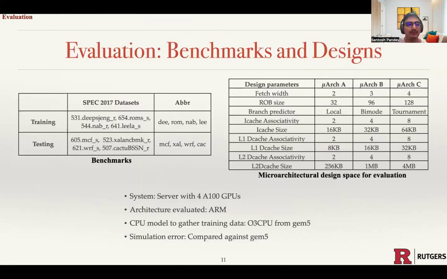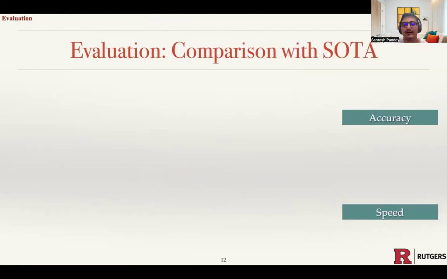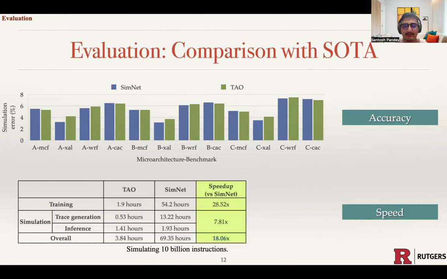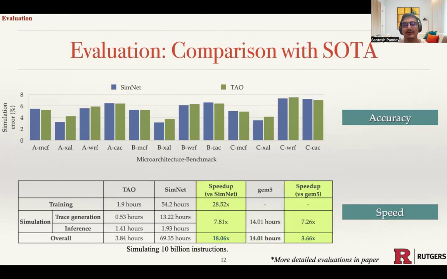Now for evaluation, we have various benchmarks from SPEC, and we randomly sample some of the design space for experiments. While comparing with the state-of-the-art simulator, SimNet, in terms of accuracy, we have similar accuracy as SimNet. We have slightly higher error because of the microarchitecture agnostic input that we use. And in terms of speed, it's 18.6 times faster compared to SimNet and 3.66 times faster than gem5 when we also account for the training overhead.